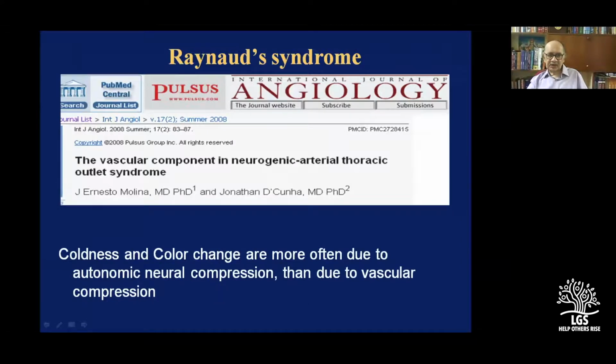The vascular component of neurogenic arterial thoracic outlet syndrome was very well described and suggested by Ernest Molino in Angiology, 2008. Coldness and color change are more often due to a neural compression. That is what we were describing about Raynaud's syndrome. So the autonomic neural component is one thing which produces Raynaud's syndrome more often.